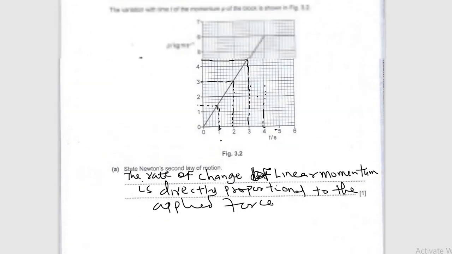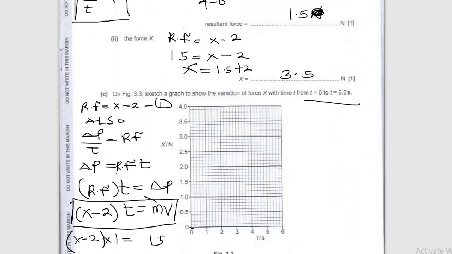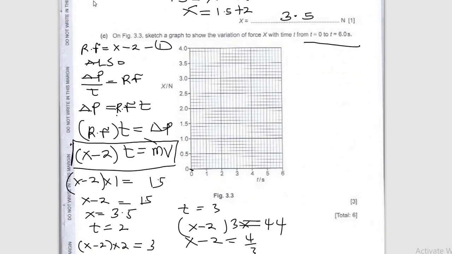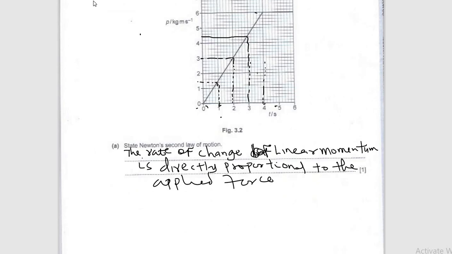When t is 0, our x is 3.5 initially. So between 0 and 4, x is constant, uniform, at 3.5. That's the meaning. Now, after 4, what's going on? When t is 5, momentum is also 6. What is x?